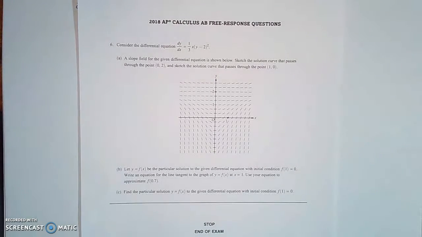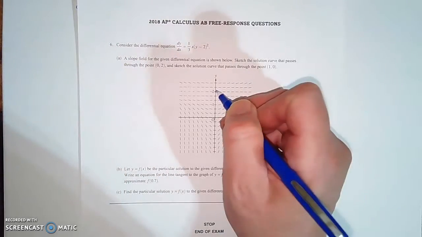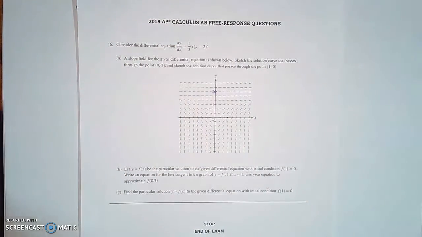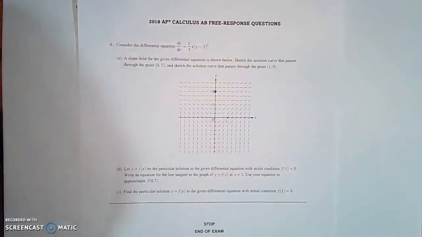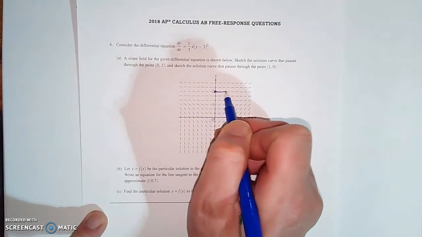Don't overthink slope fields. Literally, fill in a point and then just follow the paths. You're trying to ride the wave of the field. It says a slope field for the given differential equation is shown below. Sketch the solution curve that passes through the point (0, 2), and sketch the solution curve that passes through the point (1, 0). So all I'm going to do is go to the point (0, 2) to start with, which is right here. And what do you notice about all of the lines there? They are flat.